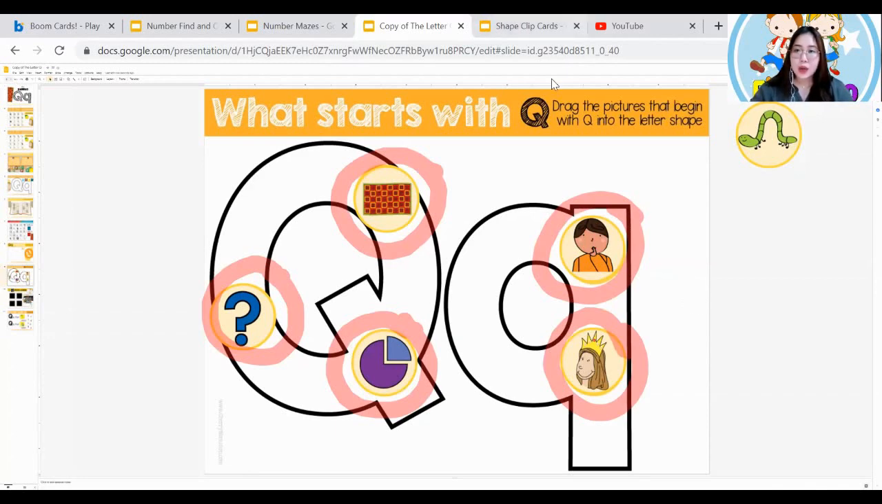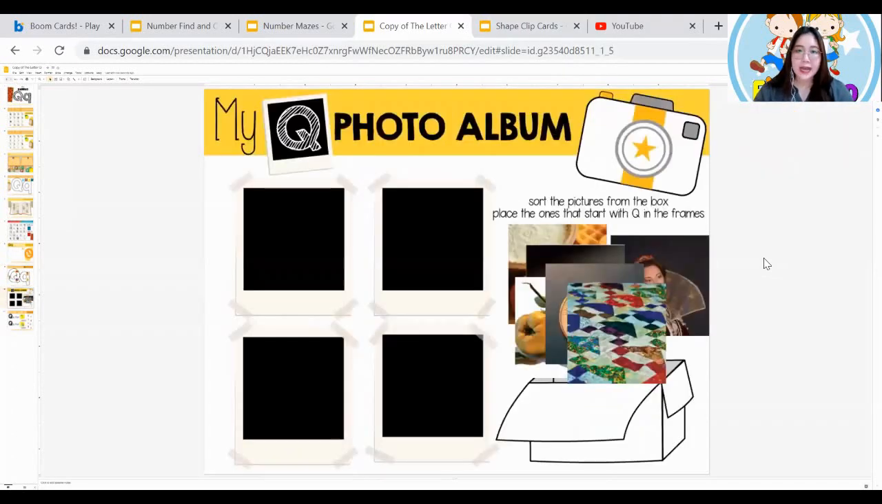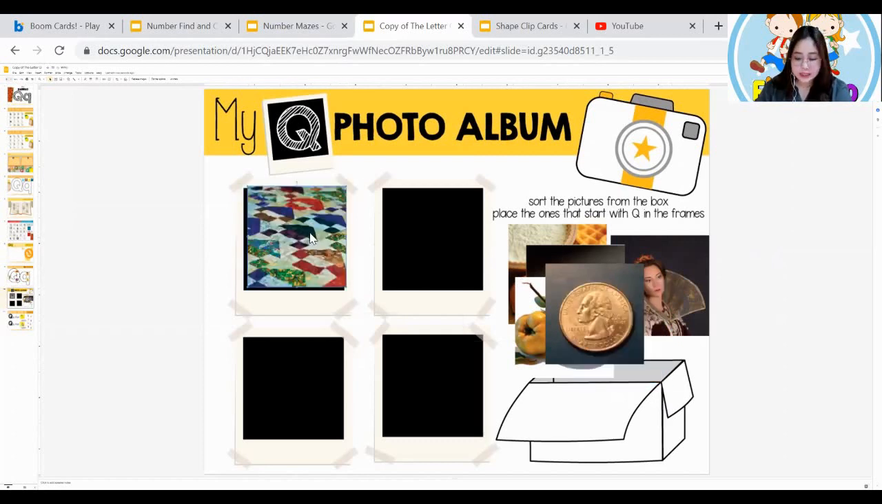So we also have another slide. This is my Q album. We have to paste all the pictures that start with the letter Q inside our album. The first picture we have is a quilt. Q is for quilt. Yes or no? Yes, Q is for quilt.